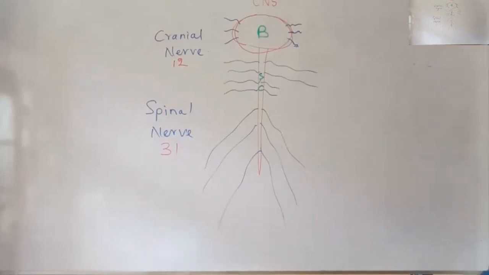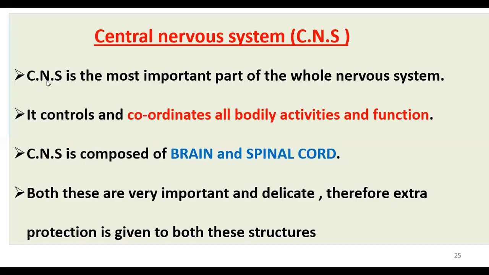Good. Then for now I will turn off the video and we will go to our presentation. Central nervous system, CNS. I have given a short form. CNS is central nervous system. It is the most important part of the whole nervous system. It controls and coordinates all the bodily activities and functions. You're seeing, hearing, smelling, tasting, feeling, reading, studying, memorizing, everything because of this central nervous system. Central nervous system is composed of two parts, brain and spinal cord.